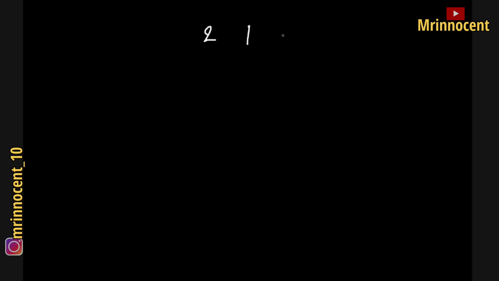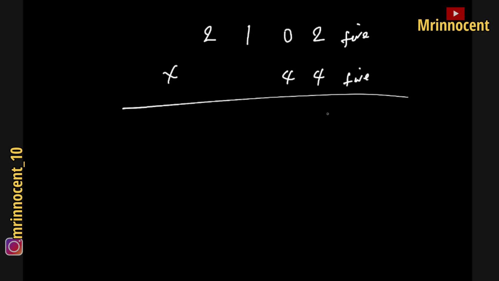You have 2102 in base 5 multiply by 44 in base 5. 4 times 2 is 8, and 8 in base 5 is 1, remainder 3. 4 times 0 is 0 plus 1 is 1. 4 times 1 is 4. 4 times 2 is 8. 8 in base 5 is 1, remainder 3.